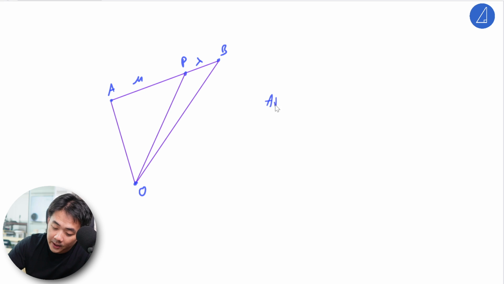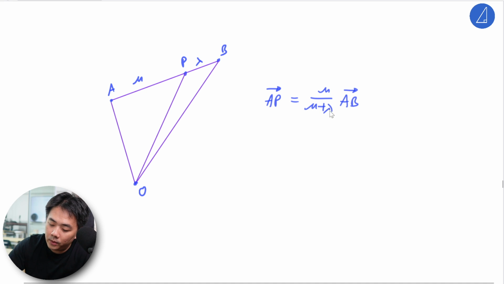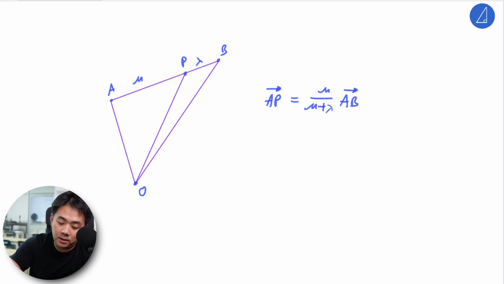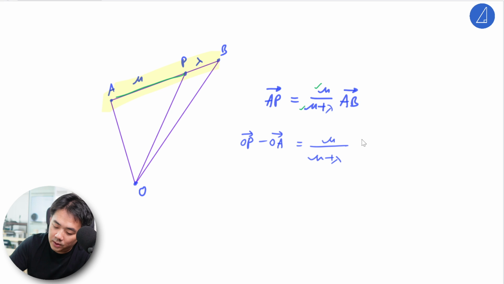Because you know that AP is a ratio of AB. How do you write this? You write this as mu over lambda, mu plus lambda. You agree? No choice. The entire thing is mu plus lambda. Then you have AP, which is the length of mu. So the ratio is like that. How do I then do it? It's very simple. I put this as OP minus OA, which is A to P. No issue. This is mu over mu plus lambda. This is OB minus OA.